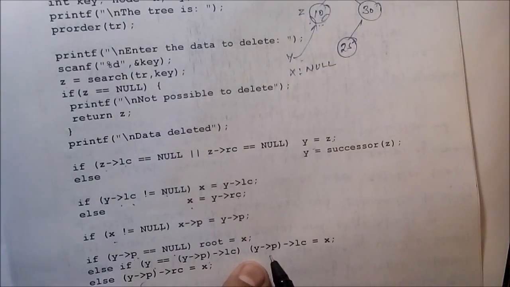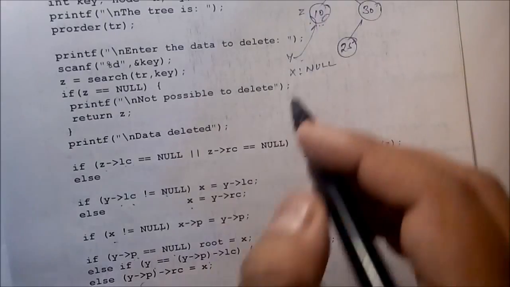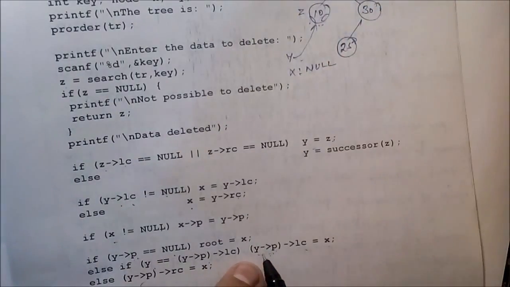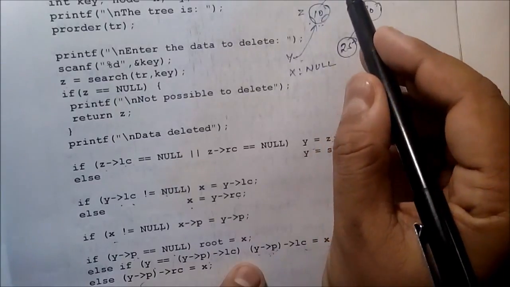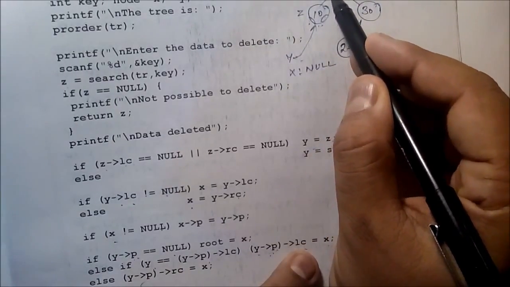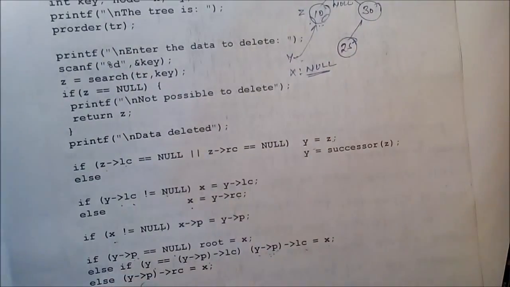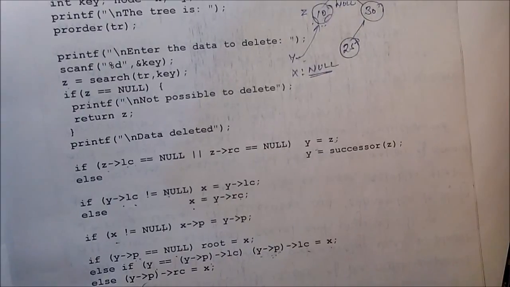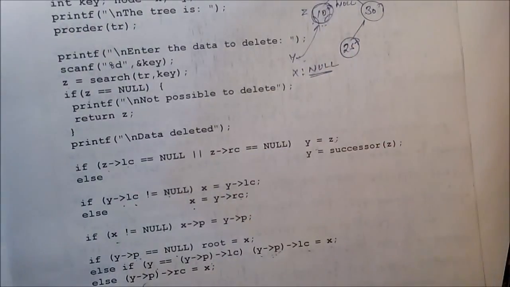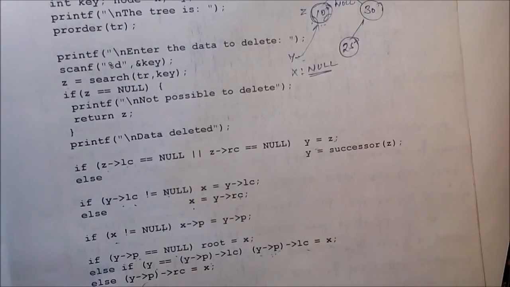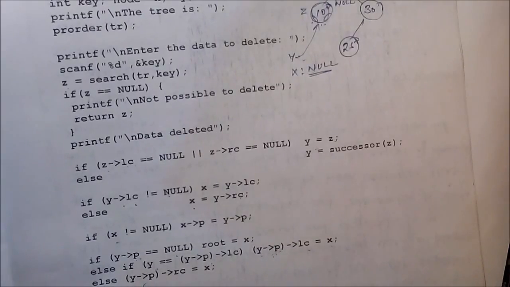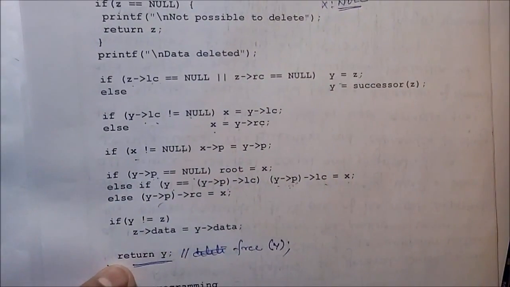The condition is true means in the left child of parent of y, we put the x value. So y is this one, the parent of y is this one, and its left child means this particular portion, put x here. What is x? X is equal to null, so put null here. Then return y. We can return y, or we can write delete or free y. So we can write free y.